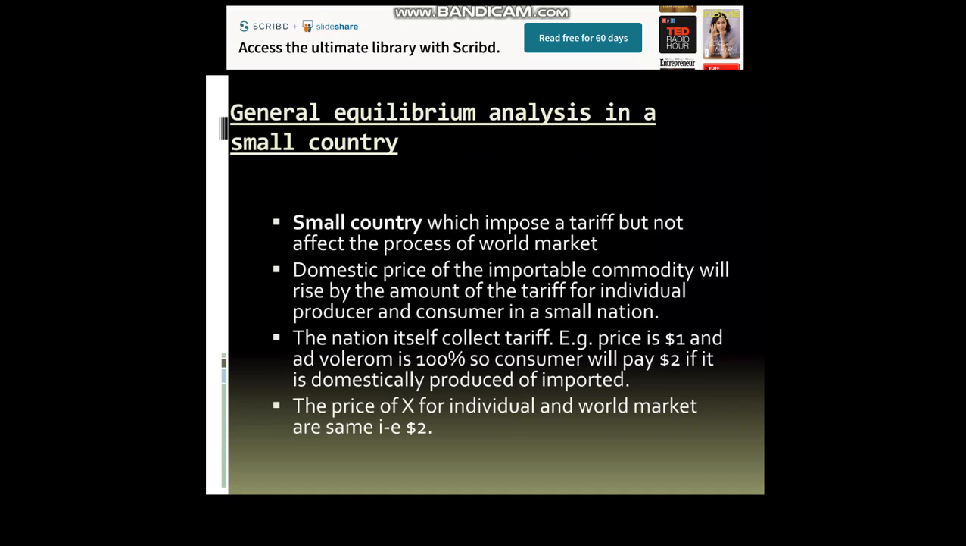General equilibrium analysis in a small country. A small country imposes a tariff but does not affect the prices of the world market. The domestic price of the importable commodity will rise by the amount of the tariff for individual producers and consumers in a small nation. The nation itself collects the tariff. Price is $1 and ad valorem is 100%, so the consumer will pay $2 whether it is domestically produced or imported. The price of X for the individual and in the world market is the same, $2.